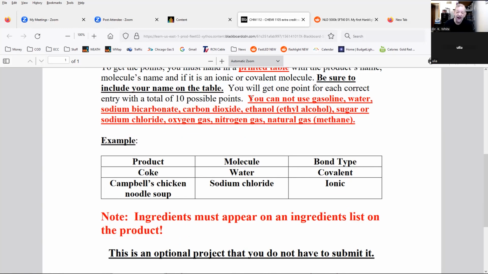And you cannot use gasoline, water, sodium bicarbonate, carbon dioxide, ethanol, also known as ethyl alcohol, sugar, sodium chloride, also known as table salt, oxygen gas, O2, nitrogen gas, N2, natural gas methane, which is CH4.